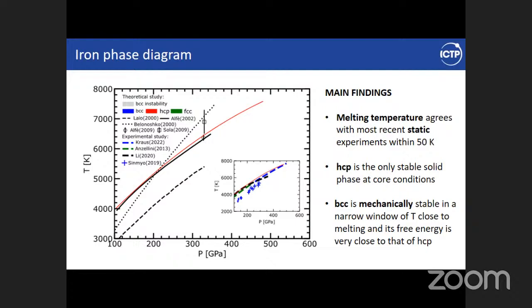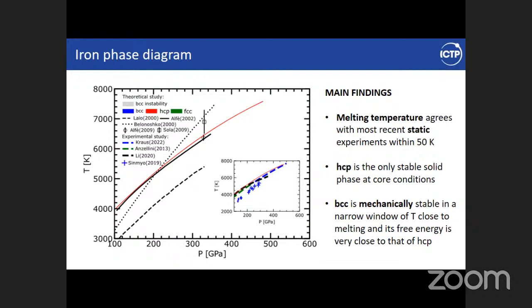Let me just mention that our curve is the red one, and it fits very well with the most accurate DFT calculations done so far, which are, however, only available at one point here. It also compares extremely well with the most accurate experimental results. So we agree very well with experiments.